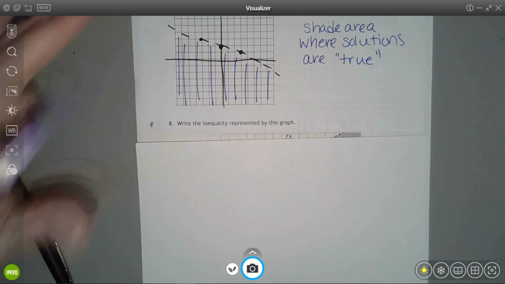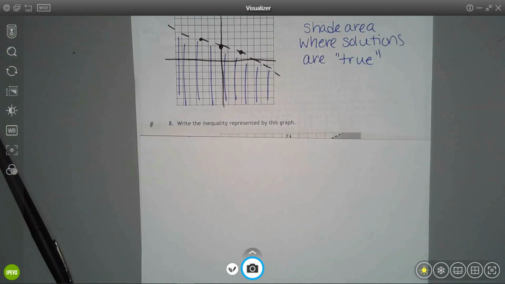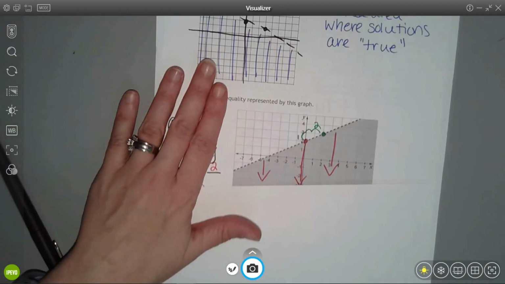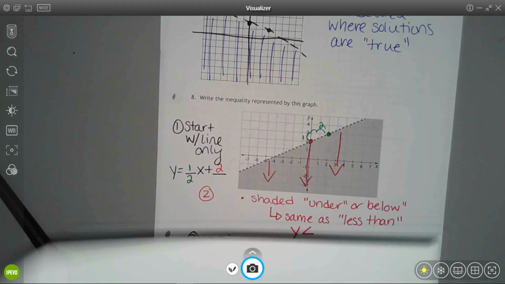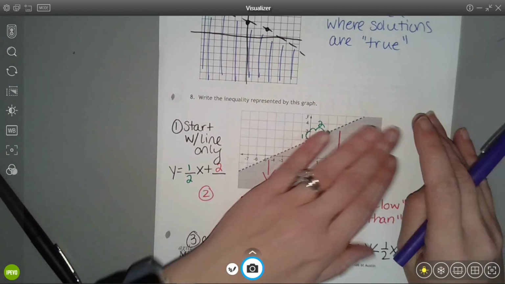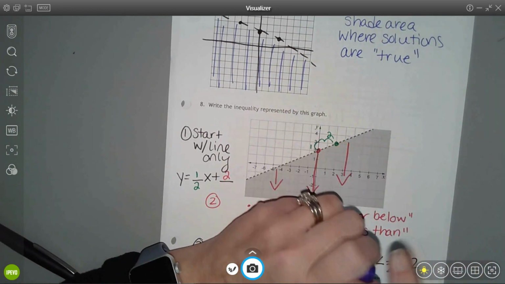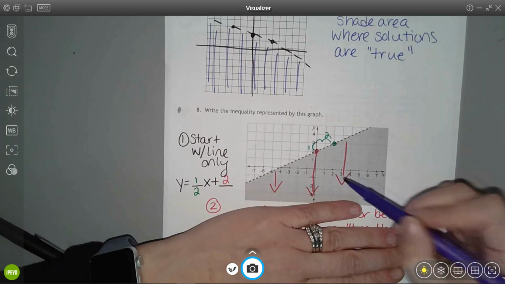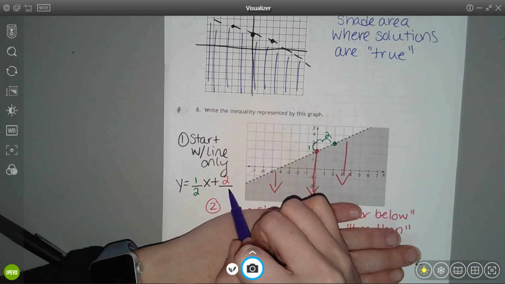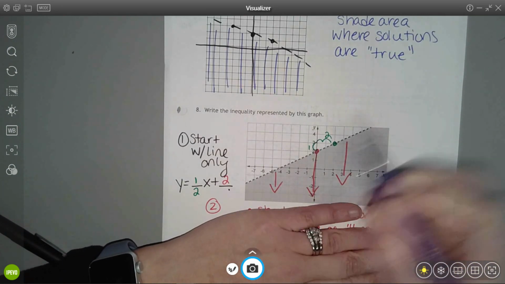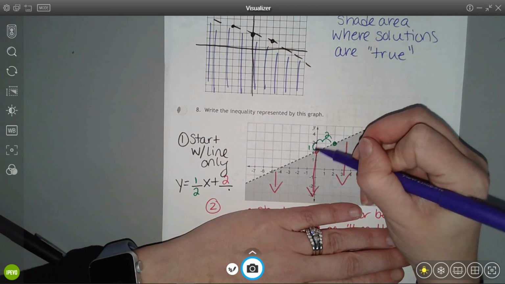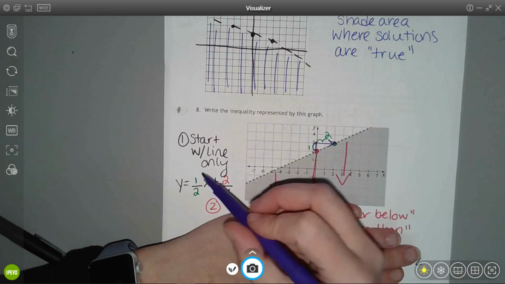Okay, so now number 8, they want us to write the equation of the graph here. So a couple things that I noticed. I just want to start with the line. Okay, I need to put it into slope-intercept form. And what I notice is that my intercept is 2. That's where I got that plus 2 from. And then my slope has a rise of 1, a run of 2. So I got 1 over 2x.